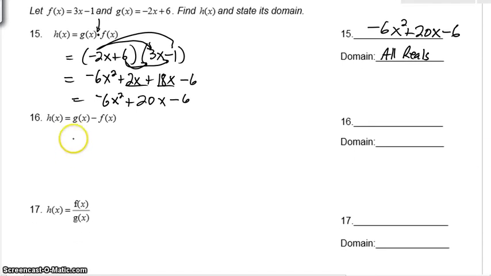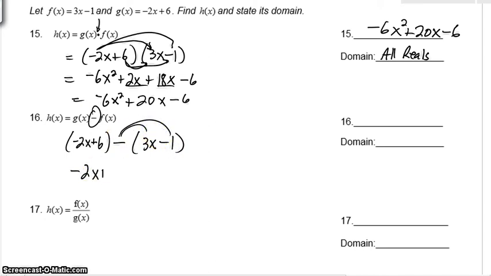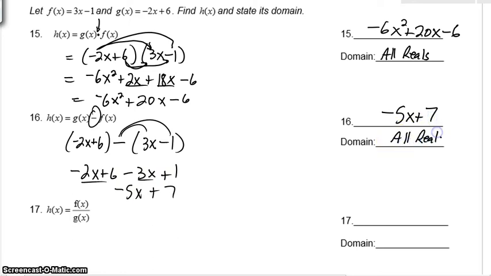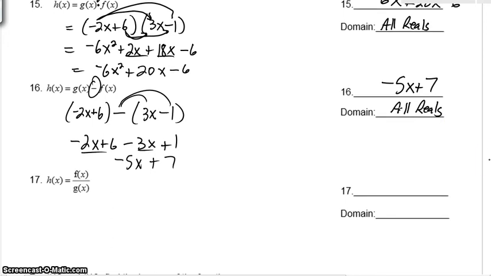For 16, g of x would be negative 2x plus 6, but notice the directions tell us to subtract now. We're going to say minus 3x minus 1. We're going to have to distribute that negative. We'll get negative 3x. Negative times negative 1 is a plus 1. Combining like terms, you'll get negative 5x, and 6 plus 1 is 7. So here's negative 5x plus 7. Again, we don't have any way we can divide. We don't have a radical to worry about. Our domain is simply going to be all reals.